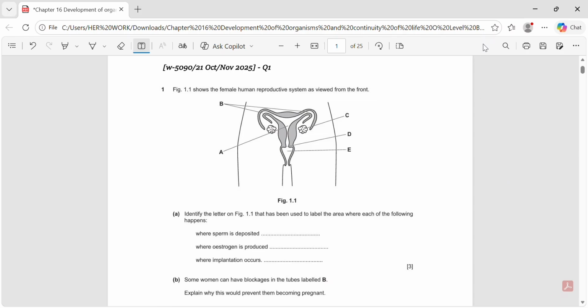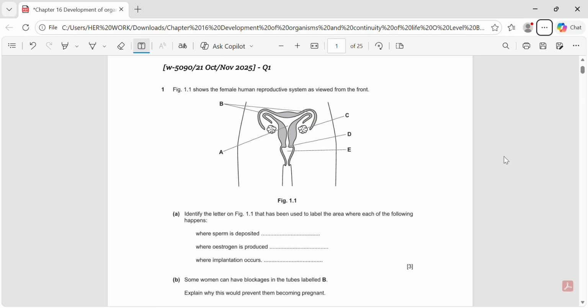Let's get started. We begin with the first question from Paper 2, which says, Figure 1.1 shows the female human reproductive system as viewed from the front, with labeled diagrams A, B, C, D, and E. The first part of this question asks us to identify the letter on Figure 1.1 that has been used to label the area where each of the following happens: where sperm is deposited, where estrogen is produced, and where implantation occurs. In simple words, this question is asking us to carefully look at a diagram of the female reproductive system and match each function with the correct labeled part.